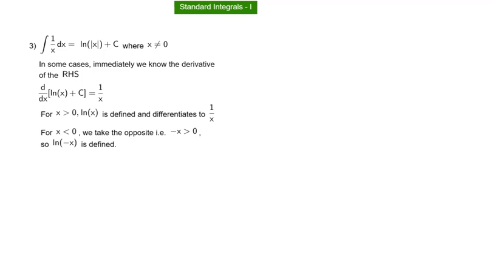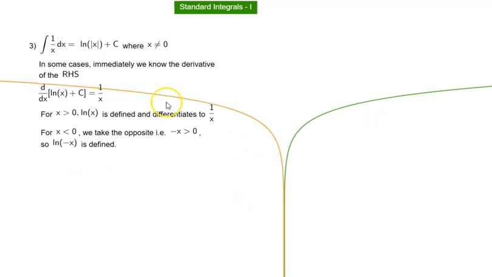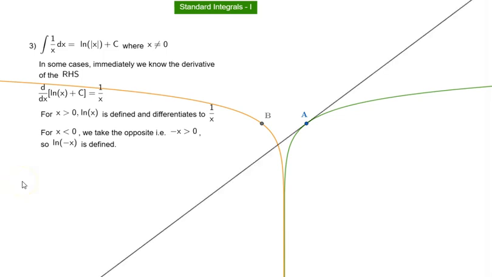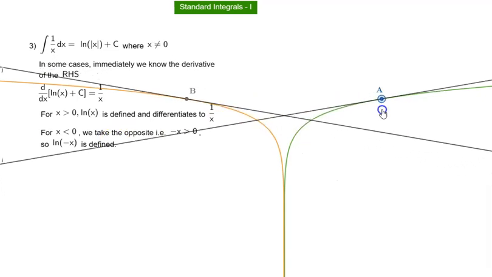Basically, these are the graphs. This is our natural log of x, and this is natural log of minus x. Let's take a point A on natural log of x and a point B on natural log of minus x for the same value of x. And let's draw the tangents, which is what the derivative gives us, the slope of the tangent. So here, as I move A, B also moves accordingly.